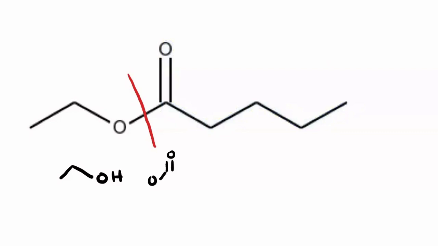So I'm going to write OH here, and then I'm going to count the carbons: 1, 2, 3, 4, 5. So I can actually write the names of the alcohol and the carboxylic acid. The alcohol is ethanol, and the carboxylic acid, since there are 5 carbons, is going to be pentanoic acid.